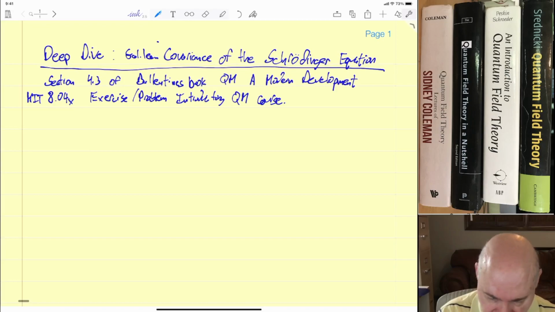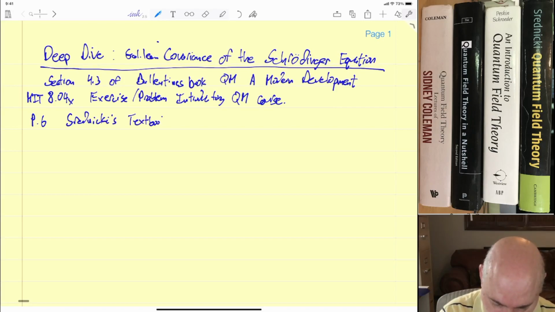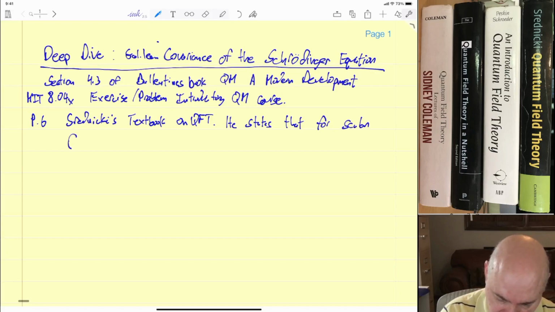Okay, so why are we interested in this? I said part of it was to show another example, but if we look at page 6 of Czerniecki's textbook, he says that for scalar fields, phi prime equals phi.